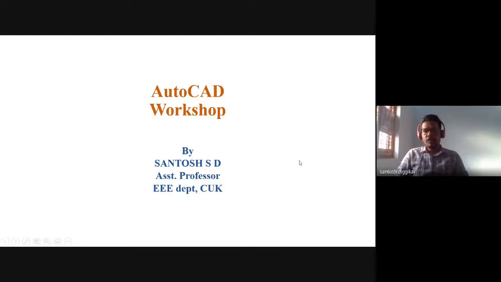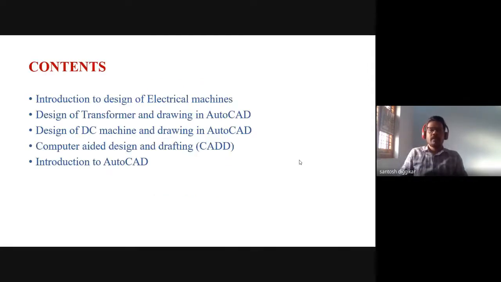So this is a workshop of AutoCAD. In this workshop, in 2 days, I'm going to speak on introduction to design of electrical machines and design of two electrical machines. We'll see design of a transformer, and after designing the transformer, its drawing using AutoCAD software. Then we'll go for design of a DC machine. Once we obtain the data from the design of DC machines, we'll go for drawing the DC machine in AutoCAD.